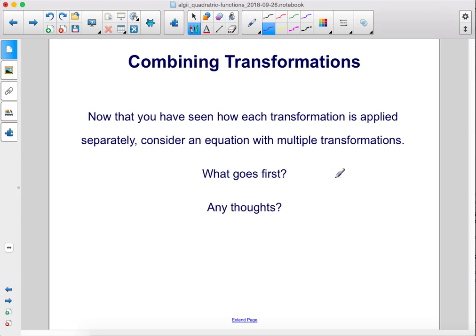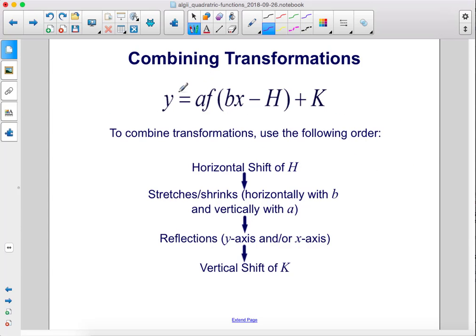Now that you've seen how each transformation is applied separately, consider an equation with multiple transformations. What goes first? Any thoughts? If y equals a times f of b(x minus h) plus k, to combine transformations, use the following order. First, do the horizontal shift of h. Then you're going to stretch or shrink horizontally with b or vertically with a. Then we'll do our reflections across the y and or x-axis. Then the vertical shift of k.